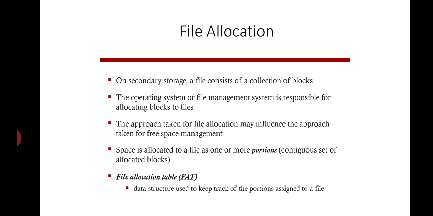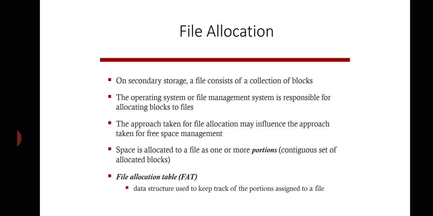What is allocation? Allocation means that in the storage inside the system we need to store the information. We use certain space to store the information. When you are creating a file, at that time we need to store the space inside the system using a data structure, then only are we able to store the information. One secondary storage file consists of a collection of blocks. The operating system's file system is responsible for allocating blocks to the files, and the approach taken to allocation influences the approach taken to free space management.